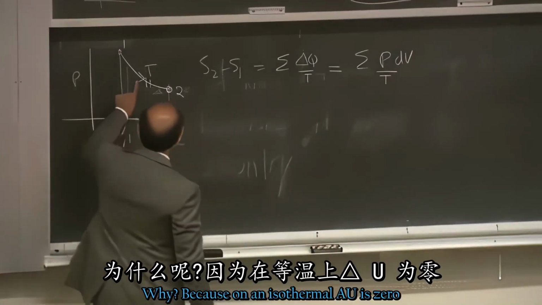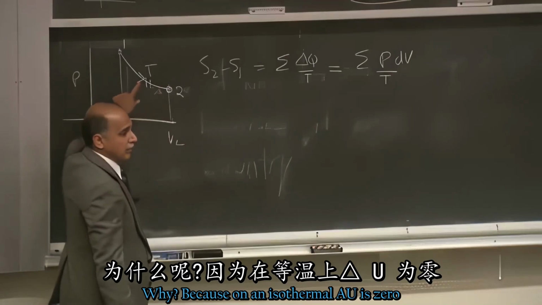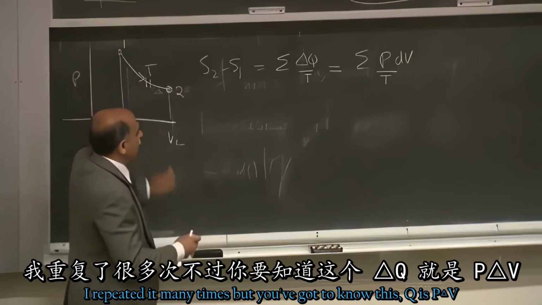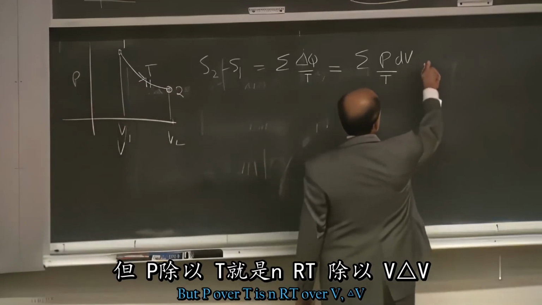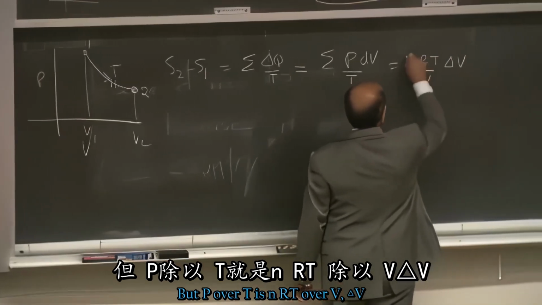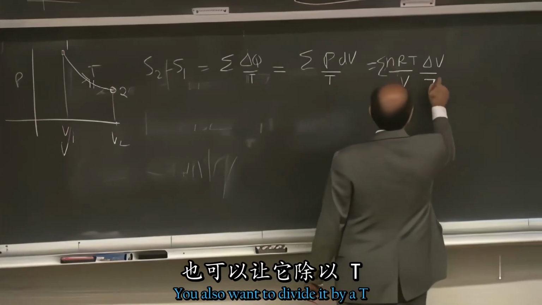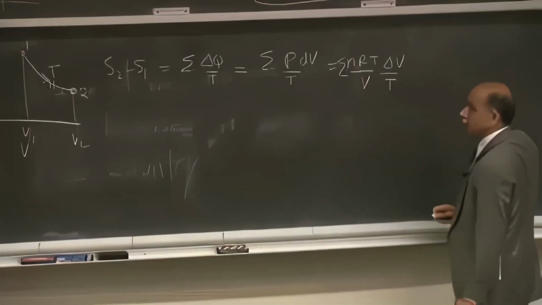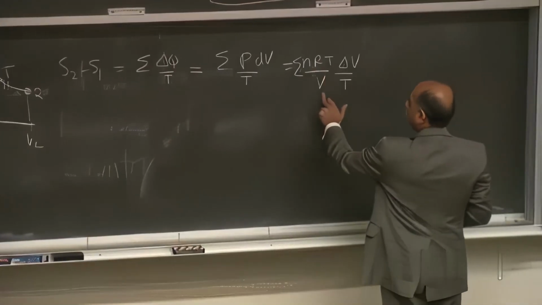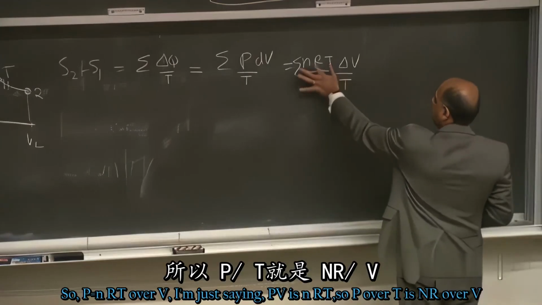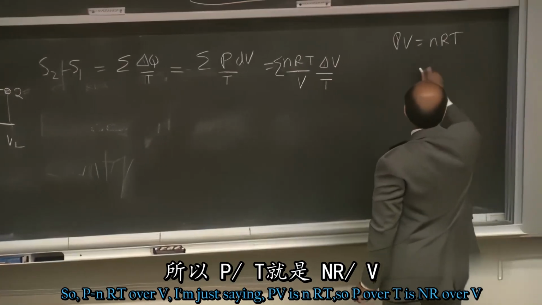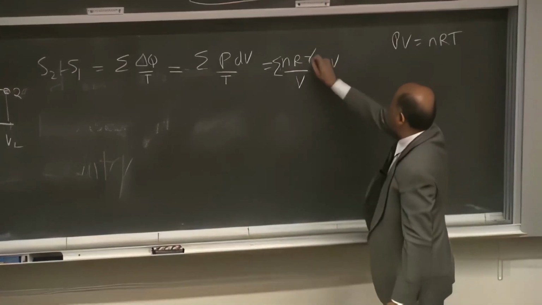Why? Because on an isothermal, dU is 0. I've repeated it many times, but you've got to know this. Delta Q is P delta V. But P over T is nRT over V delta V. You also want to divide it by a T. You understand? P over T is nR over V. So P is equal to nRT over V. I'm just saying PV is nRT. So P over T is nR over V.